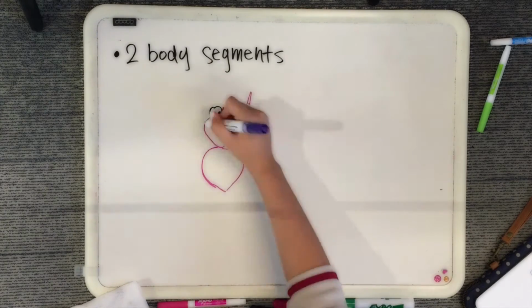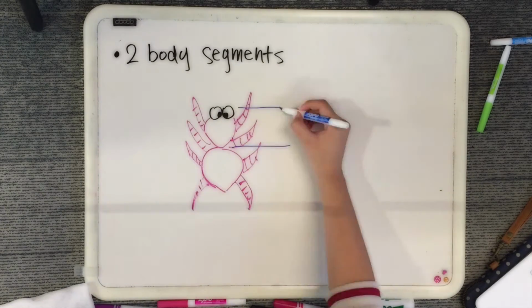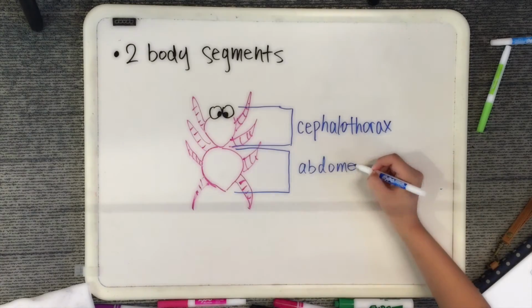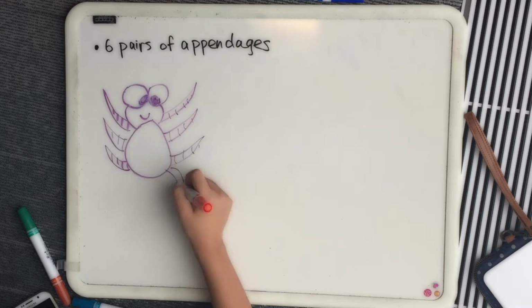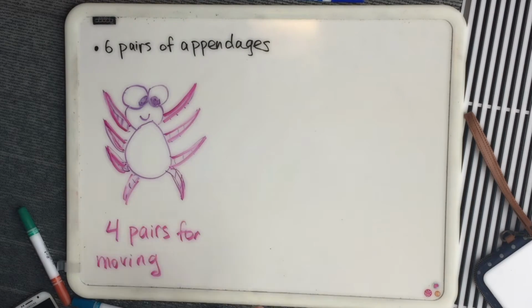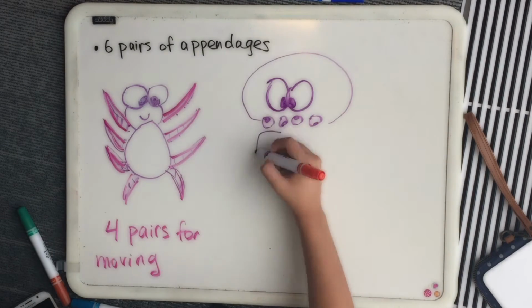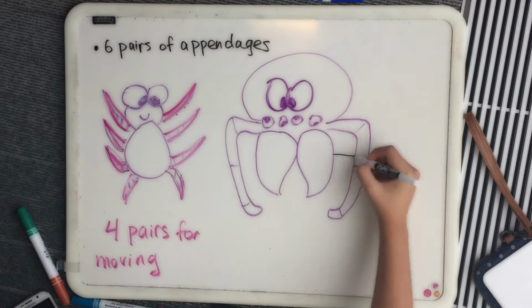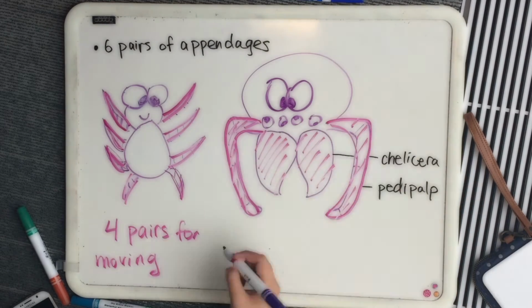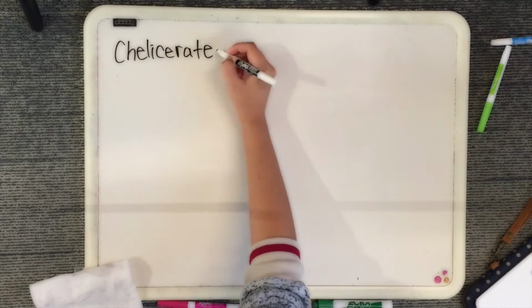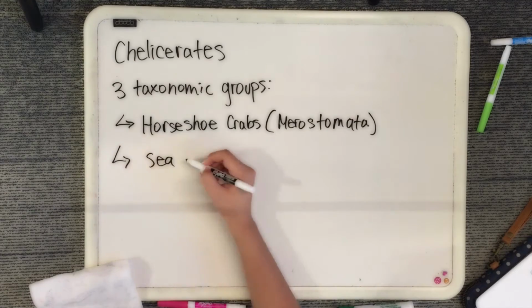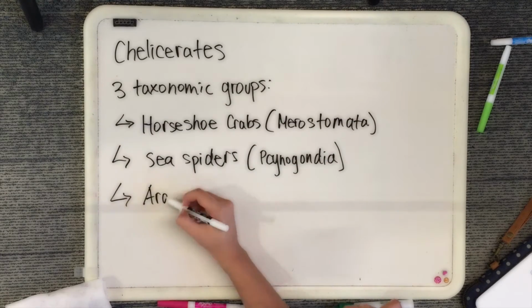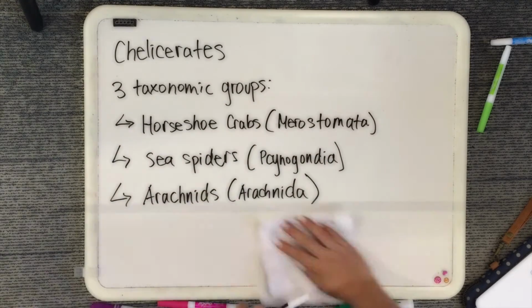Some unique characteristics that only chelicerates share are the presence of only two body segments, which are the cephalothorax and abdomen. They have 6 pairs of jointed appendages, 4 pairs for moving, and 2, which are chelicerae and pedipalps. Furthermore, chelicerates do not have antennae or mandibles, which are also known as a jawbone. Chelicerates are divided into the following taxonomic groups: horseshoe crabs, Merostomata, sea spiders, Pycnogonida, and arachnids, Arachnida.